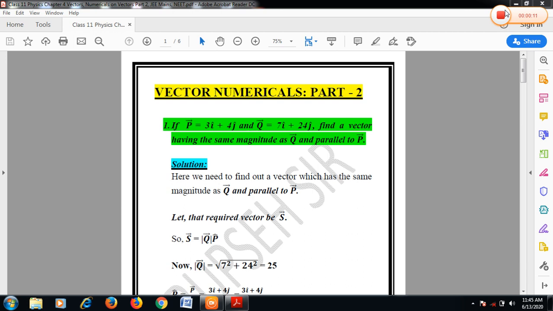First problem: if vector P equals 3 i cap plus 4 j cap and vector Q equals 7 i cap plus 24 j cap, find a vector having the same magnitude as vector Q and parallel to vector P. Let us move forward to the solution.